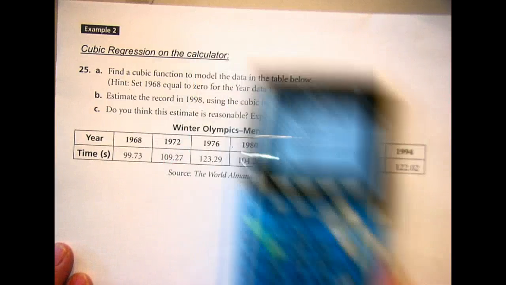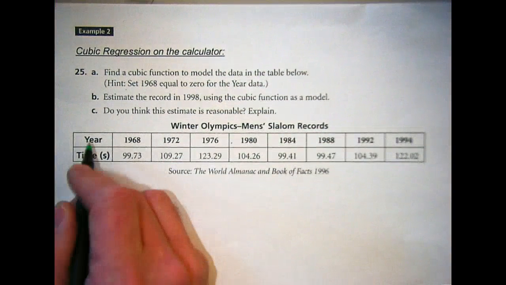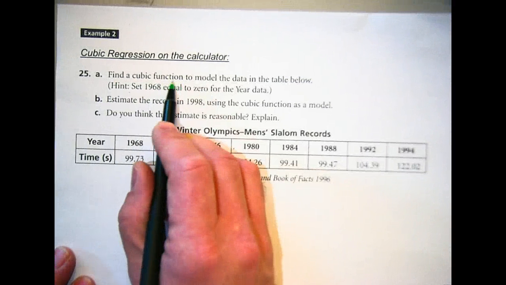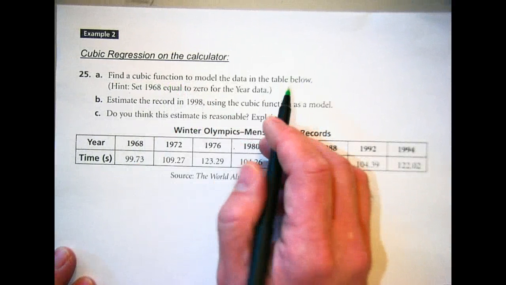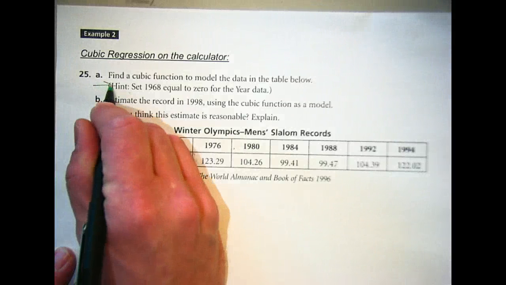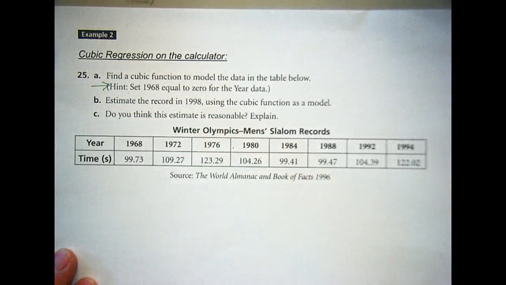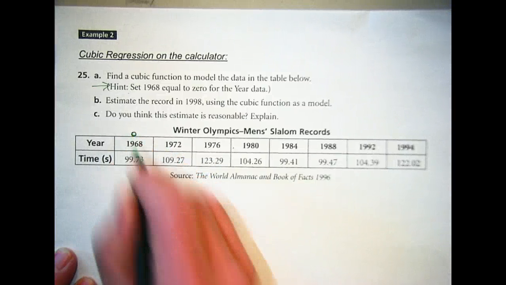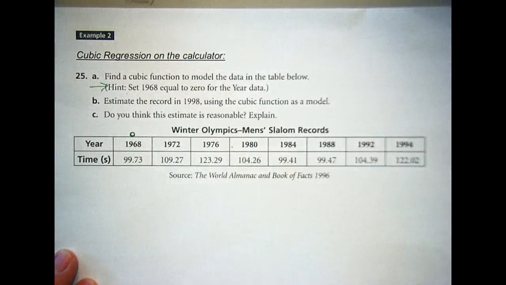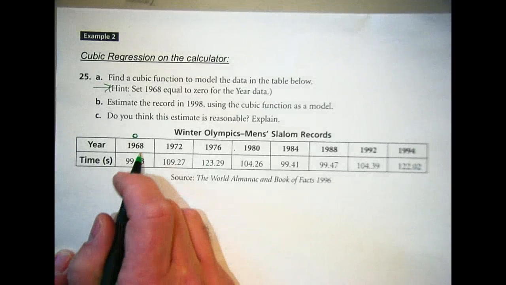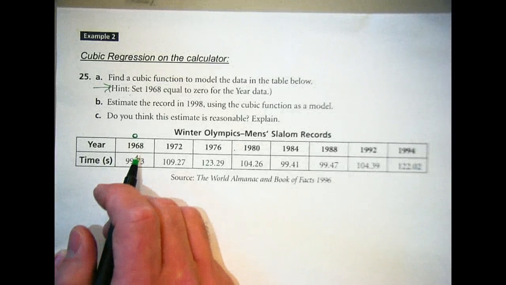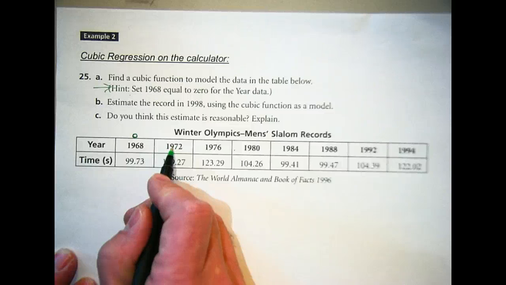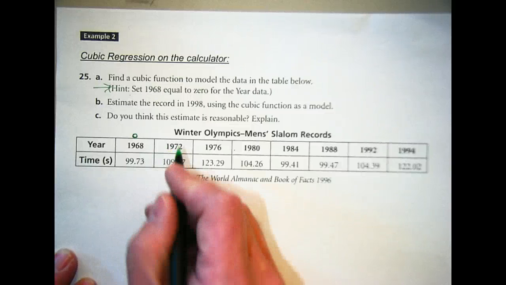And notice I've plugged mine in already. So you'll notice here it says find the cubic function to model the data in the table below. Please note this statement. Hint, set 1968 equal to 0. In other words, time began for this problem in the year 1968. So rather than putting 1968 in for time, you're putting 0 in. Okay, which means this is not 72 or 1972, it is?